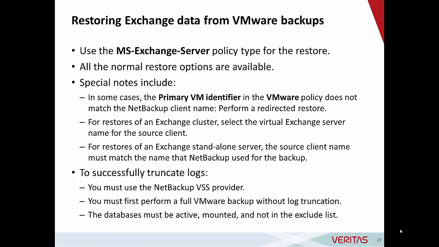A few gotchas here. In some cases, the primary VM identifier in the policy does not match the NetBackup client name. Always remember to search for the virtual machine with the identifier it was backed up with, which may not be the host name. In VMware policies, it might be the display name, or it might be the UUID. The rule of thumb is use the identifier that was used to protect it for your searches in the BAR console. Otherwise, you won't find your data.